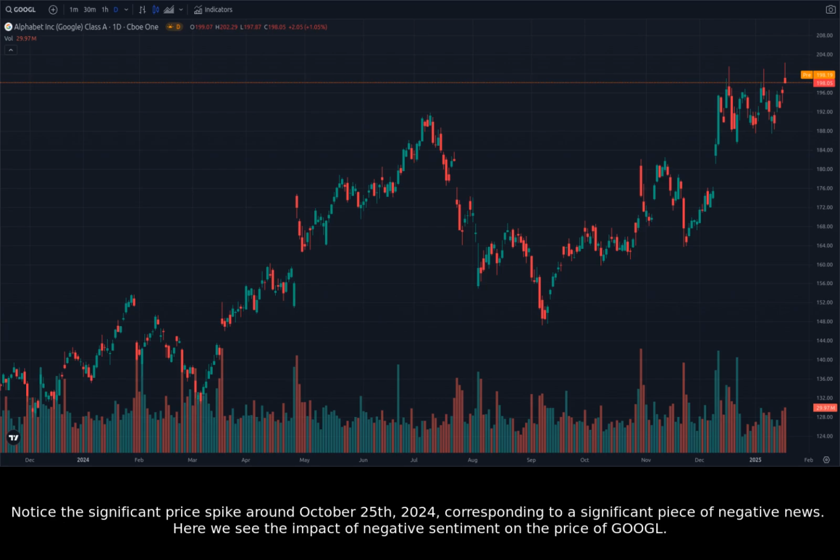Notice the significant price spike around October 25, 2024, corresponding to a significant piece of negative news. Here we see the impact of negative sentiment on the price of Google.